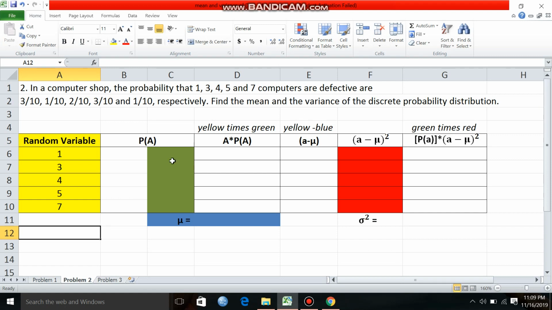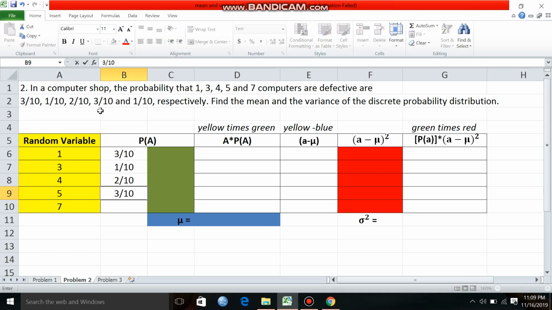Next is to put the corresponding probabilities for each random variable. The first one is 3 tenths. Next, we have 1 over 10, or 1 tenth. Third is 2 tenths. Then the fourth one is 3 tenths. And lastly, we have 1 tenth.